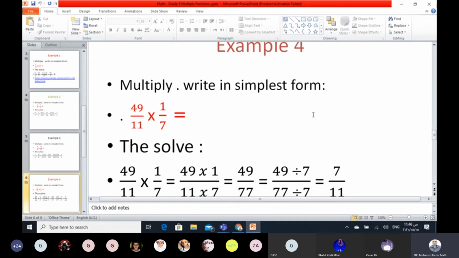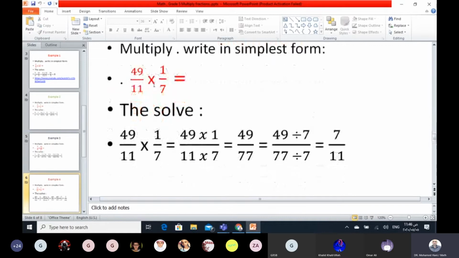Multiply, then write the simplest form. We have 49 over 11 multiplied by 1 over 7. The rule says numerator times numerator and denominator times denominator. So I can write here 49 over 11 multiplied by 1 over 7. So we can do 49 multiplied by 1 over 11 multiplied by 7.